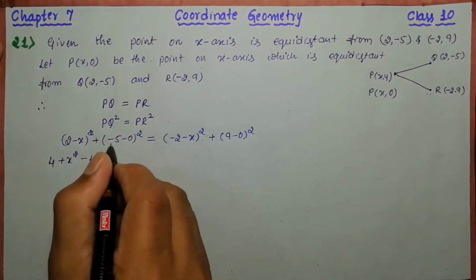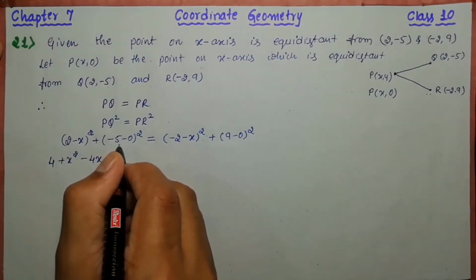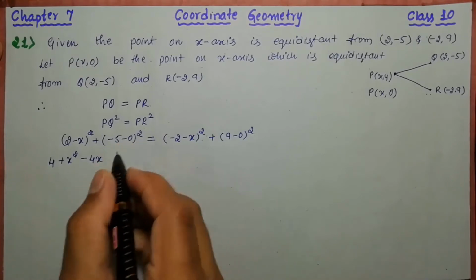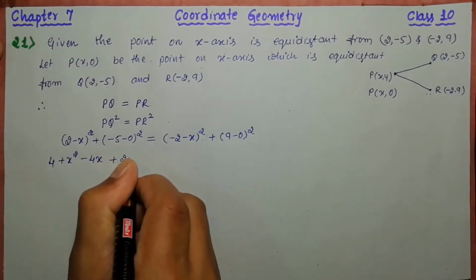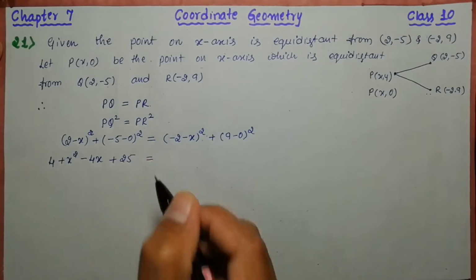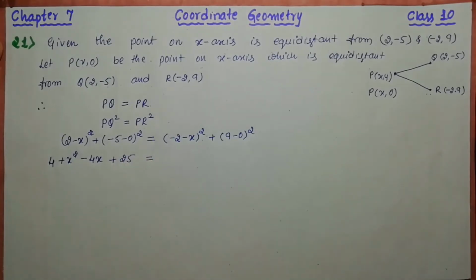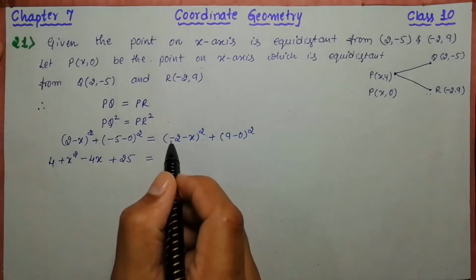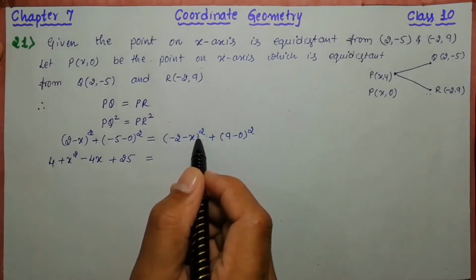Okay, and then now minus 5 minus 0 means minus 5, minus 5 whole square means it will become what? Plus 25, and which is equal to. So now I'm going to write down in one more step because you will get confusion here. Here it is minus 2 minus x whole square, that's why.